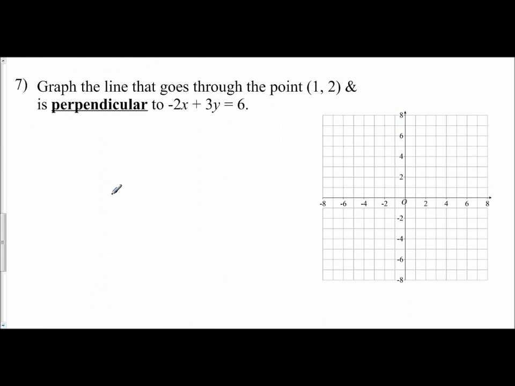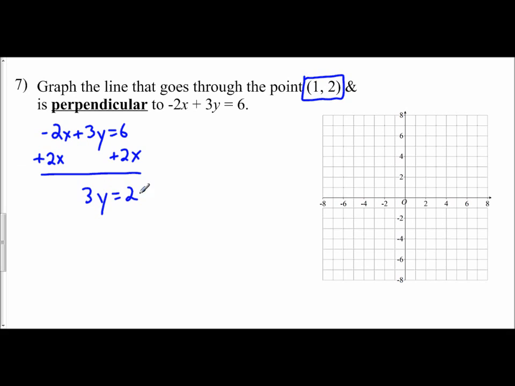So it's generally the same idea. You're given your point (1, 2), so I know I'll start by plotting my point (1, 2). But this time I'm told it's perpendicular to -2x + 3y = 6. Still the same concept. In order to find the slope, we're going to convert it to slope-intercept form. So I'm going to add 2x to both sides to get 3y = 2x + 6. And then I'm going to divide every number by the coefficient of y, which is 3. So that gives me y = 2/3 x + 2.